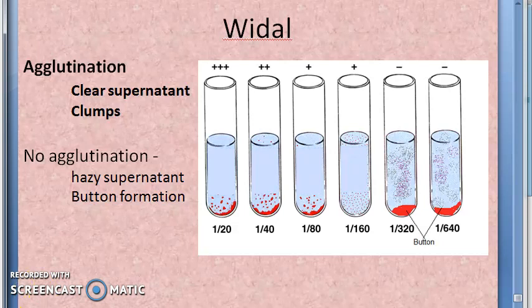The highest dilution of sera at which agglutination occurs is taken as the antibody titer. So now the highest agglutination is at 1/160 here. So that will be the antibody titer, 1/160.